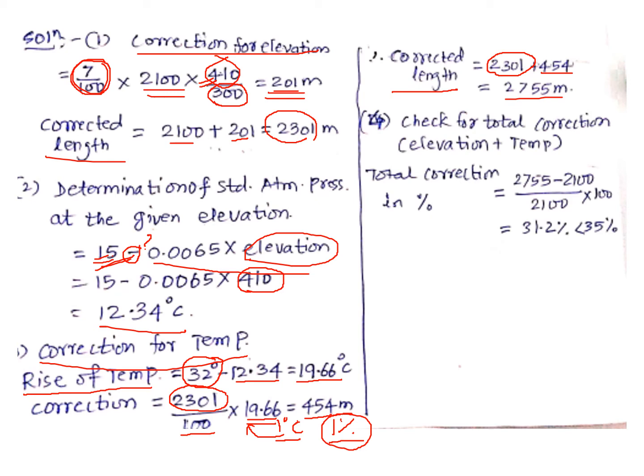Now here we have to go for the check because ICAO, that is the International Civil Aviation Organization, suggests that this total correction, that is elevation and temperature together, should not exceed 35%. So we have to calculate the percentage increase above the basic runway length after applying the corrections for elevation and temperature. The value is 2755, the basic runway length is 2100, and taking the difference against the basic runway length, it comes out to 31.2%, which is on the very safe side.